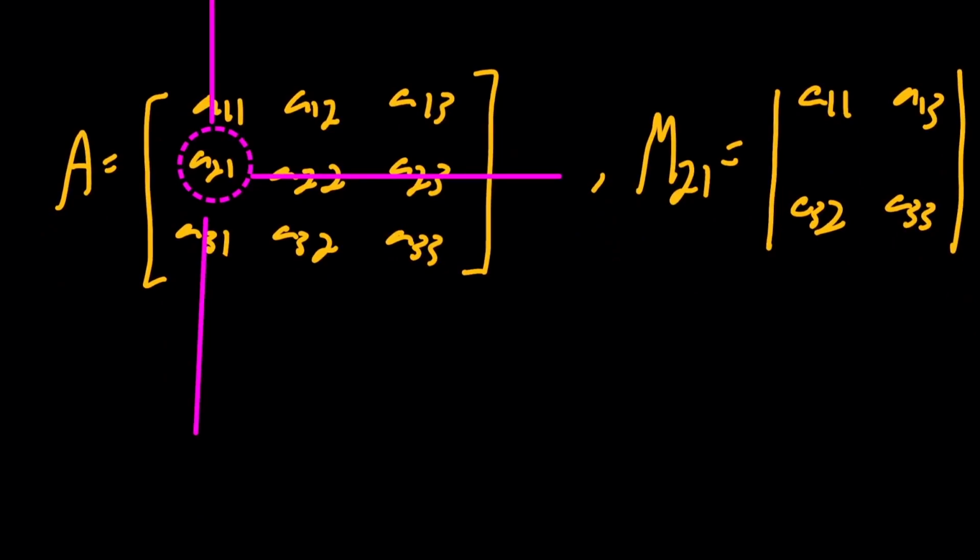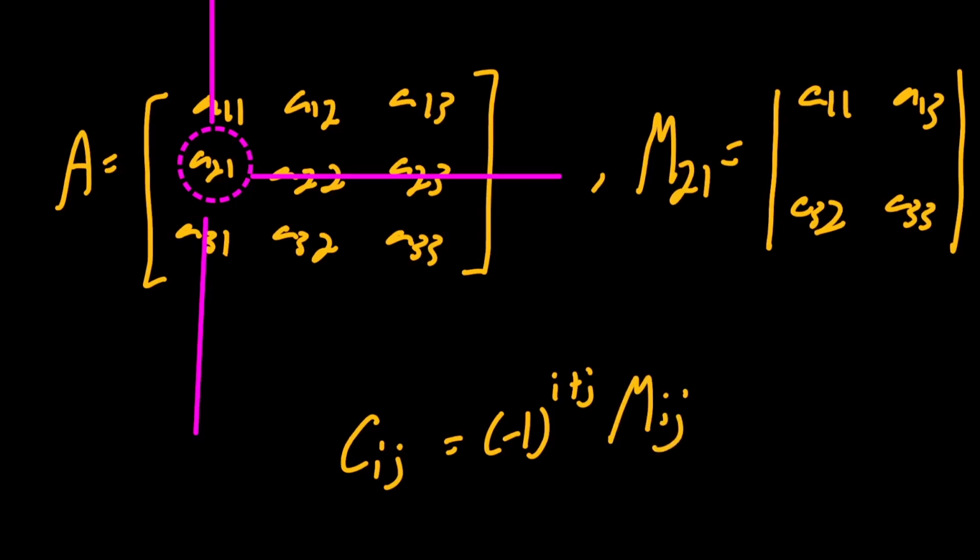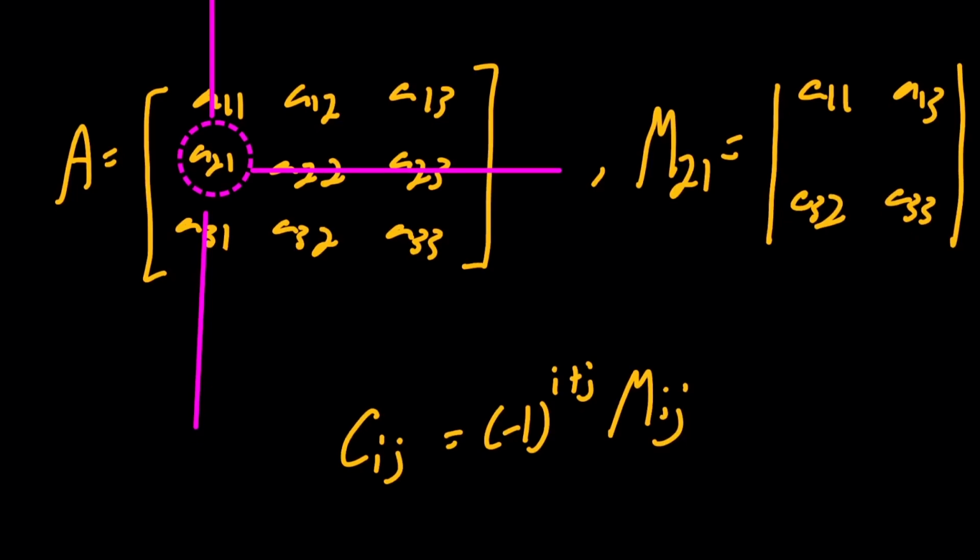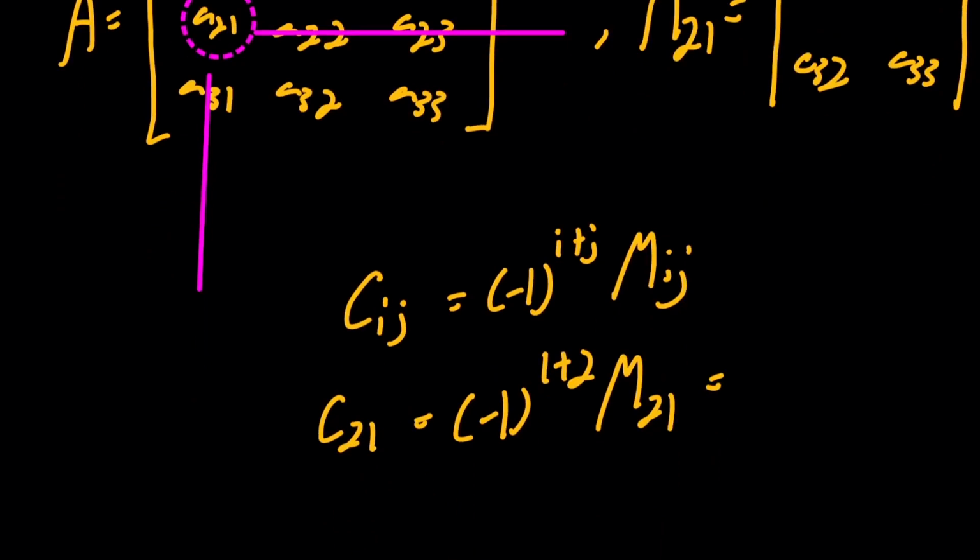Well, the cofactor is often denoted as C sub ij, where i and j are the dimensions of the matrix position, equal to negative 1 to the power of the sum of the two dimensions, i plus j, times the minor that you have deduced. And since we were looking for the minor of m sub 21, we can denote C sub 21 equal to negative 1 to the power of 1 plus 2 times our minor, which is m sub 21. So negative 1 to the third power will always be negative 1. Therefore the cofactor of a sub 21 will be negative m sub 21.